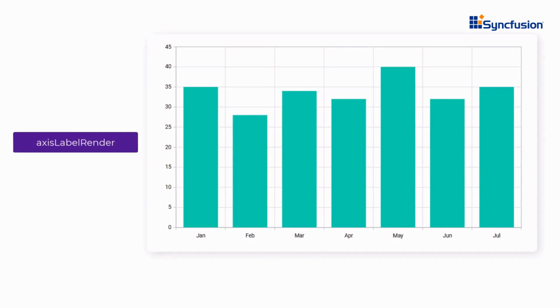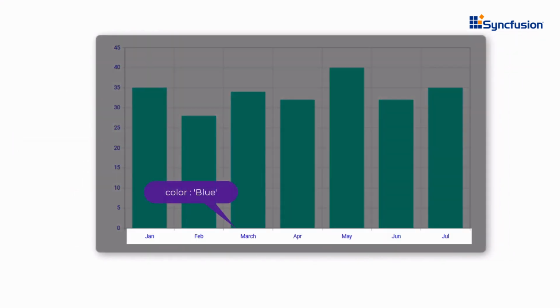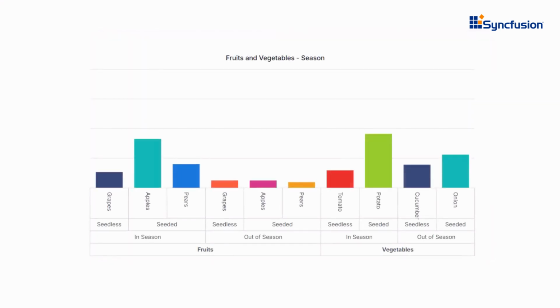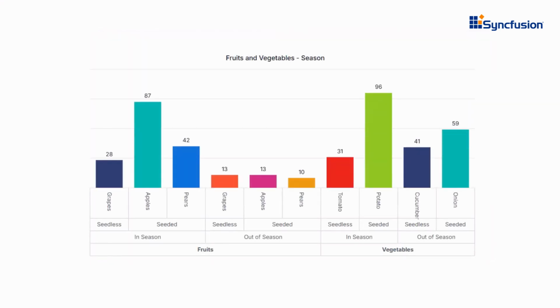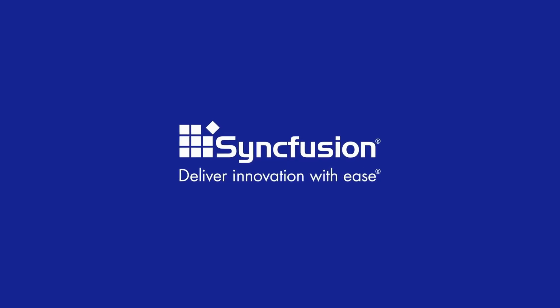Or go deeper with the axis label render event to dynamically modify text, colors, or even cancel labels before they render. And that's it about Syncfusion React Charts axes, which have flexibility and customization options. From numeric scales to date-time patterns, from axis placement to smart label formatting, everything is under your control.